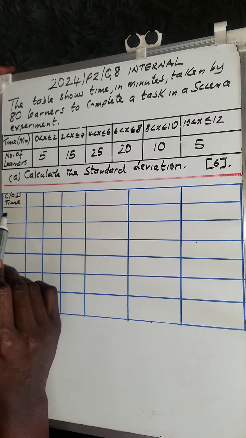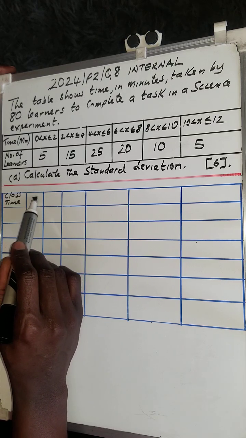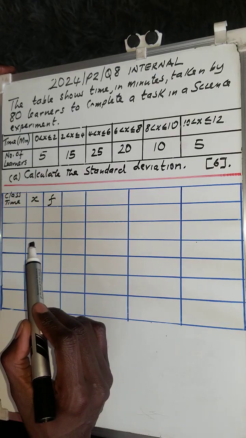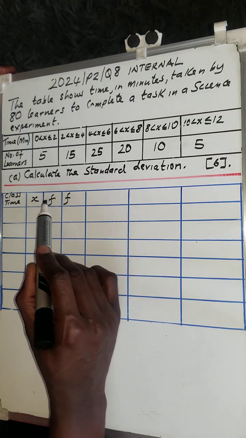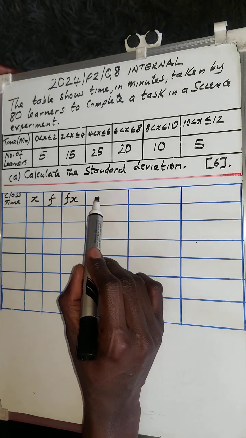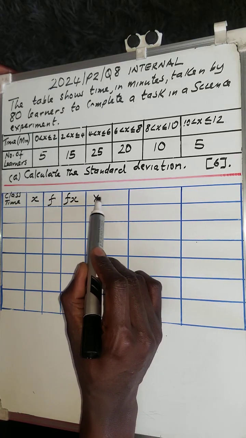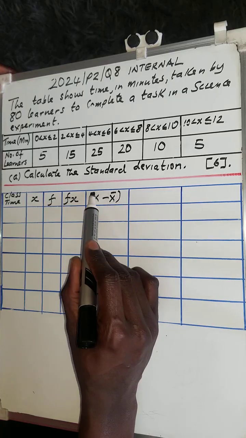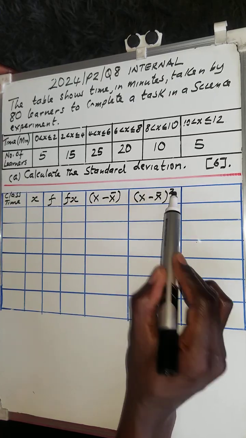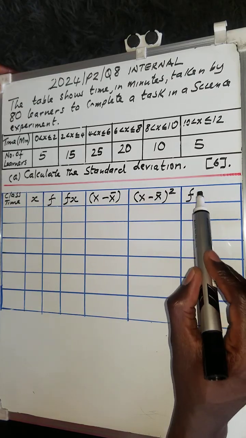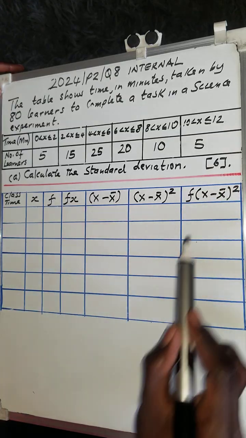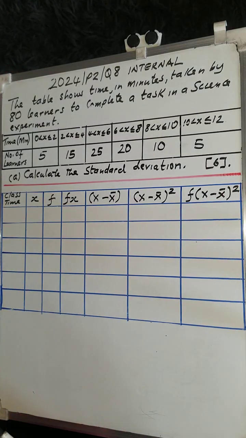Then in the next column you are going to get what we are calling the mid values, x. Then the next one we can say the frequency, and the next one will be the product, the frequency multiplied by the value of x. Then the deviation from the mean, then the deviation from the mean squared. Then the last column, the frequency multiplied by the deviation from the mean squared. So that is our last column.